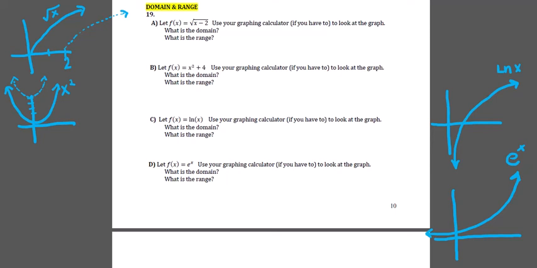Alright, so this is the fourth video, and this one's going to cover domain, range, and some parent functions, and just functions that you need to know cold, know exactly what they look like. So for these problems here, we've got some domain and range questions.